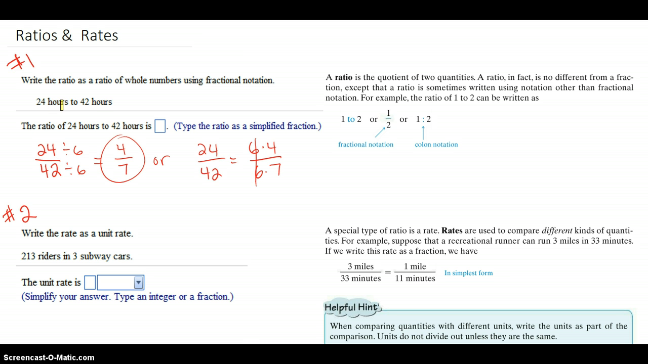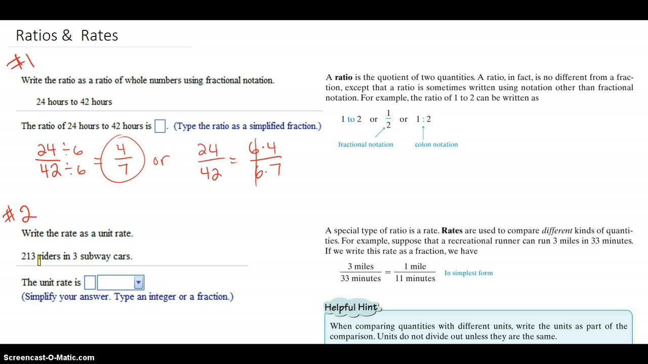Notice here we have hours to hours. We did not need to write the hours here. So both of these are ratios, but a rate is a special ratio where the units are different. So let's look at number 2. Write the rate as a unit rate. We'll talk about what a unit rate is in a minute, but we have 213 riders in 3 subway cars.